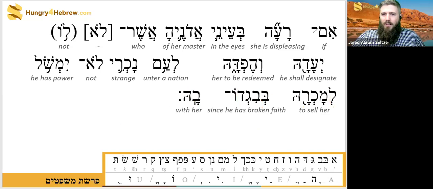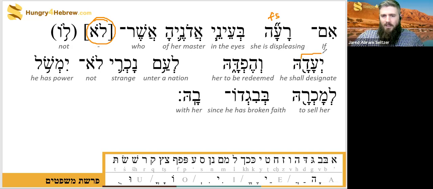All right. So if ra'a, feminine singular, evil, or bad. If she is bad or evil, well, not like she has a demon in her, just not good. If she is displeasing, be'einei adoneha, in the eyes of her master, asher lo, who not, he shall not designate her.